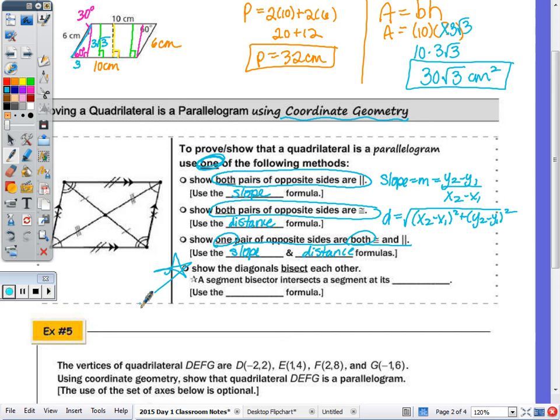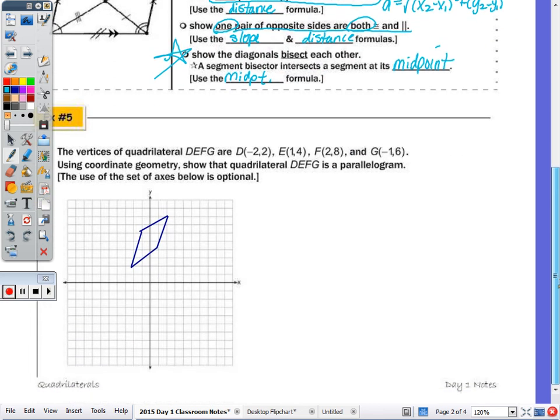And it's showing the diagonals bisect each other. To do that, remember a segment bisector intersects the segment at its midpoint. So therefore, I would use the midpoint formula. If the diagonals share the same midpoint, then they bisect each other. We're done.